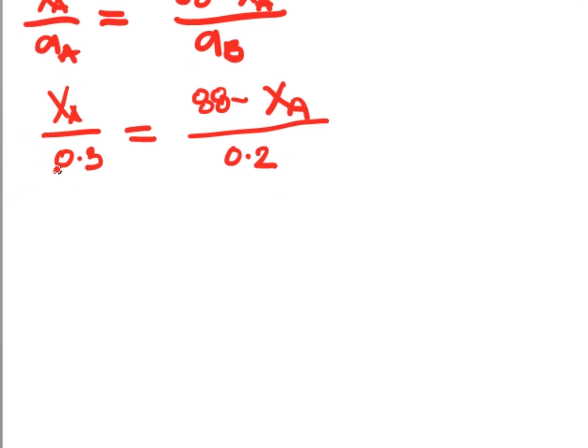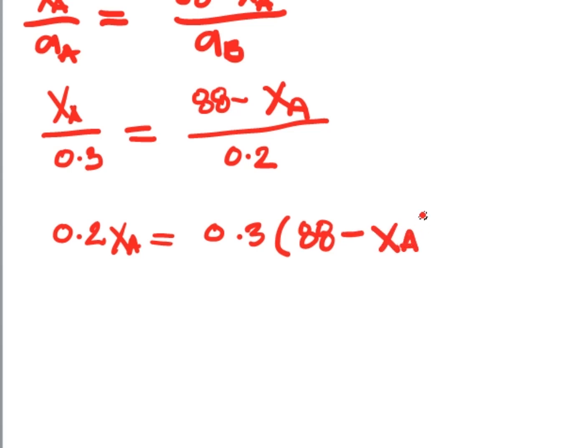Now by cross multiplication we will have 0.2 x sub A equals 0.3 times 88 minus x sub A. So you will notice that the only variable left in this equation is x sub A. So we can just easily solve for x sub A by just using simple algebra.